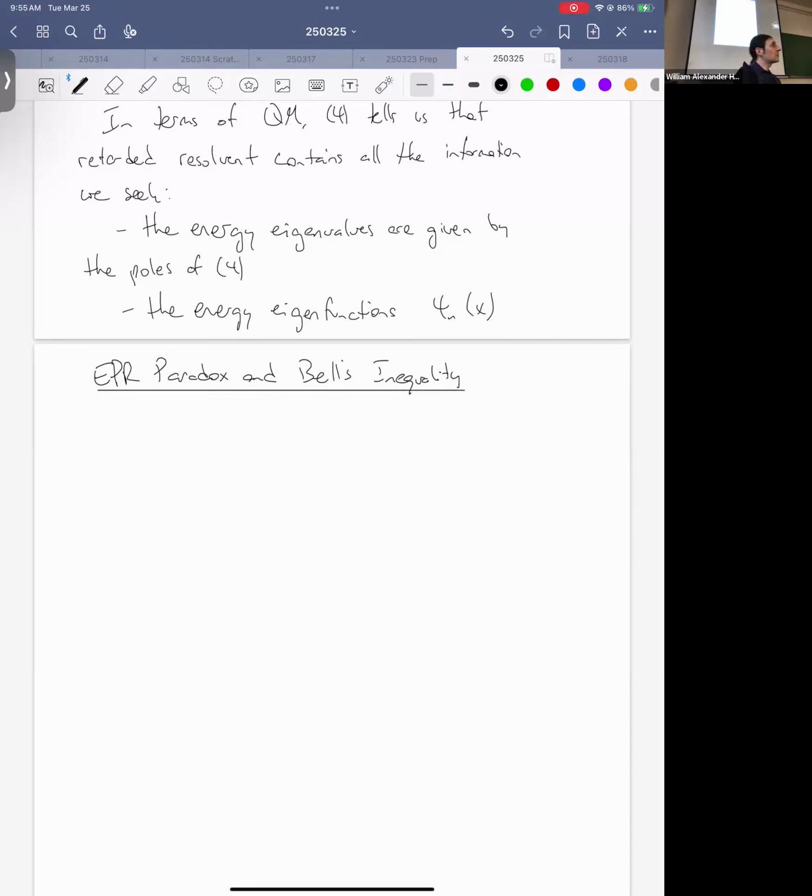Have any of you heard about the EPR paradox and or Bell's inequality? One person has, two. Okay, so a little bit of knowledge, not necessarily everybody, totally fine.